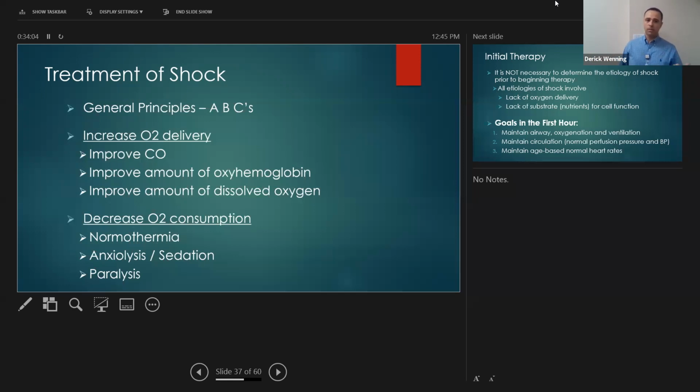And you're going to decrease their oxygen consumption. You're trying to slow them down. You're trying to lessen their metabolic demand so you can meet their needs. So you want to make their temperature normal. If they need to be sedated because they're too irritable, too fussy, or something like that, or do you need to just go ahead and perform RSI and get them intubated and sedated?